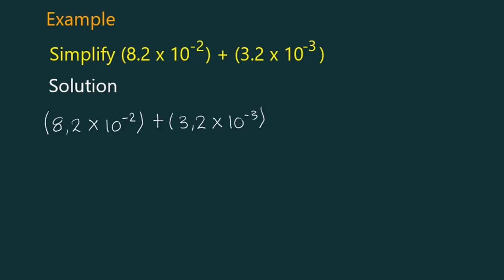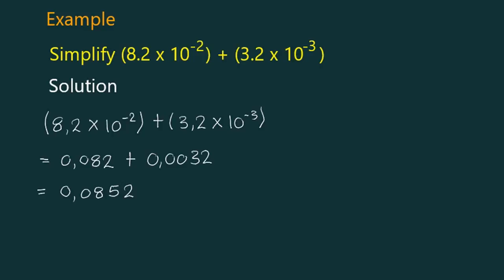We get 0.082 for 8.2 times 10 to the power of negative 2 in ordinary form, and 3.2 times 10 to the power of negative 3 becomes 0.0032. We talked about how we convert from standard form to ordinary form before. Adding these numbers in ordinary form, we get 0.0852. Now we can convert this number back to standard form, because our solution is required in standard form.